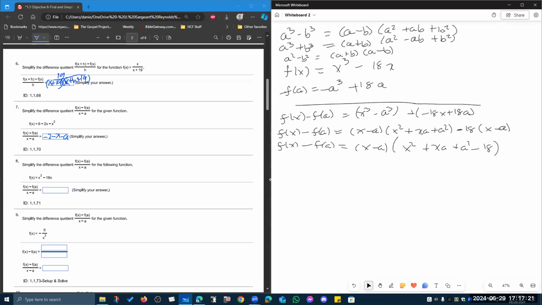Now let's divide by x minus a and cancel. F of x minus f of a over x minus a is going to be x squared plus xa plus a squared minus 18.